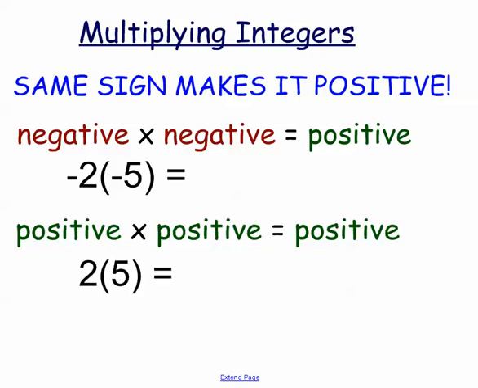So if I have negative 2 times negative 5, remember, parentheses around a number are actually hiding a multiplication symbol as well. What I would do is 2 times 5 is 10. Negative times negative makes it positive, so I'd have a positive 10 for my answer. Positive times positive, you have been learning since probably 3rd or 4th grade, is also going to equal a positive number. So I have 2 times 5, again, parentheses mean we're multiplying, so 2 times 5 is 10. Same signs, positive answer.